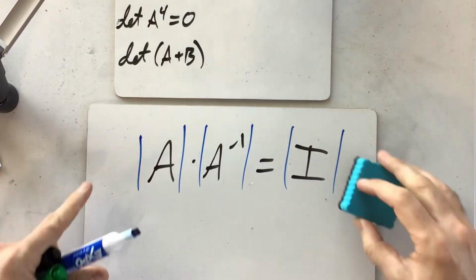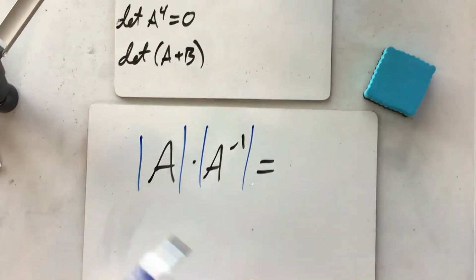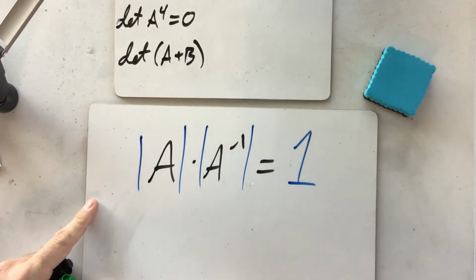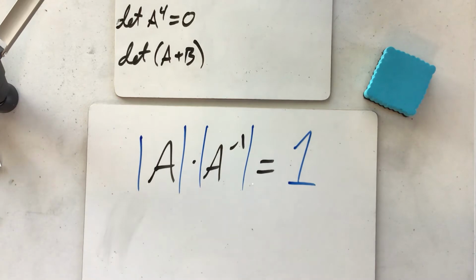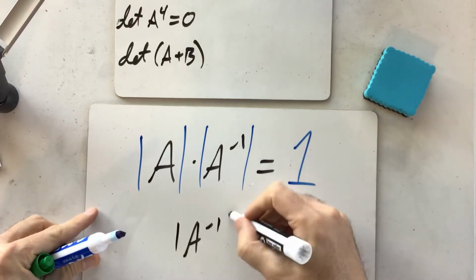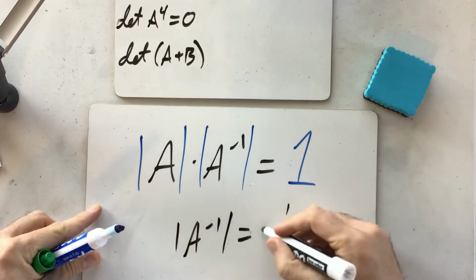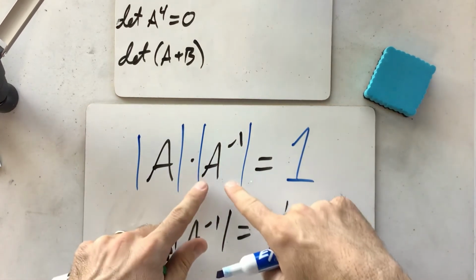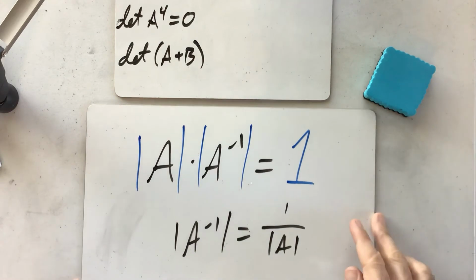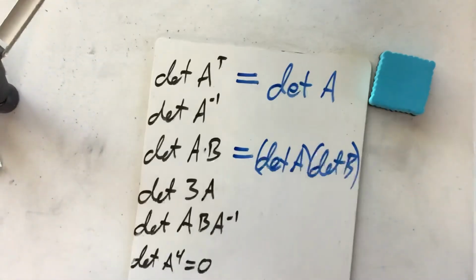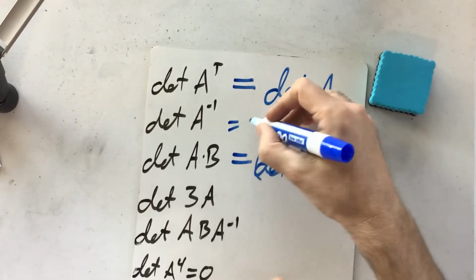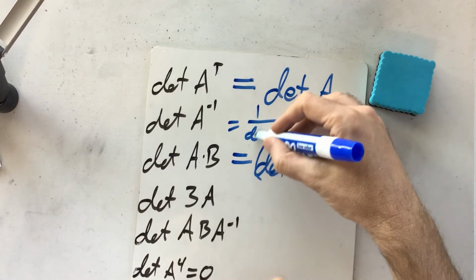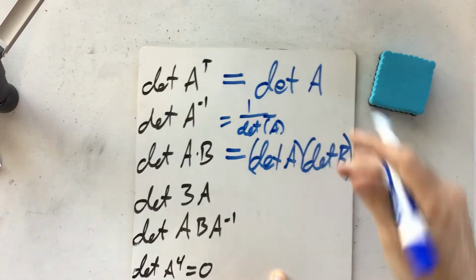But what is the determinant of the identity? The determinant of identity has to equal 1. So from this logic, what does the determinant of A inverse need to be? Well, if I divide by A, it is 1 over whatever the determinant of A was. Notice that the determinant of A couldn't be 0, because if it was 0, then you wouldn't have an inverse, and this problem wouldn't make any sense. So what is the determinant of A inverse? It is 1 divided by the determinant of A.